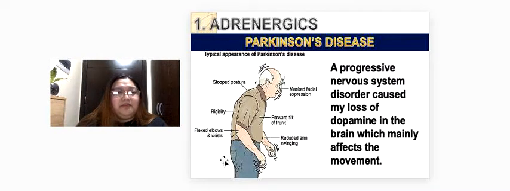Now, dopamine is for movement, but dopamine, aside from movement, is a neurotransmitter that also affects behavior, cognition, and memory. That's why yung late stages ng Parkinson's disease, hindi lang movement problem ang makikita natin sa patient. Meron din siyang behavior problems, cognition, memory, hindi na niya kilala kung sino yung family members niya. Minsan, pati sarili niya, hindi na niya kilala. Late stage yun ng Parkinson's disease.